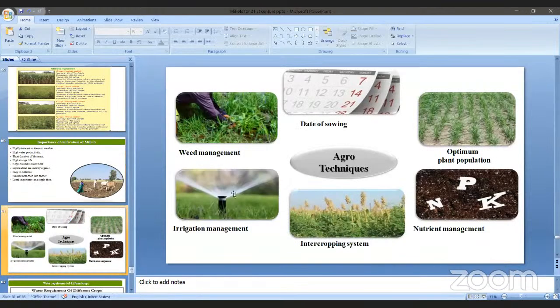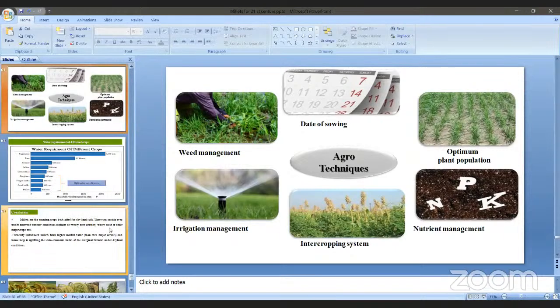Another important thing is date of sowing, optimum nutrients and intercropping. Intercropping gives additional income over the main crop. Irrigation management is also important, because sometimes little millet is grown in summer. You can go for one, two or three protective irrigations and definitely achieve a crop throughout the year, even in the summer months. This is also very important.